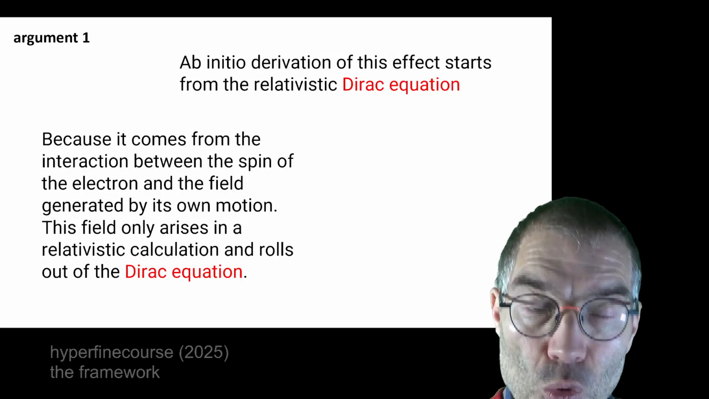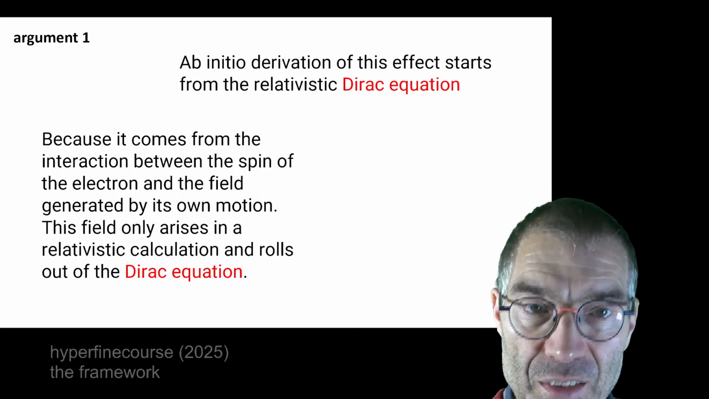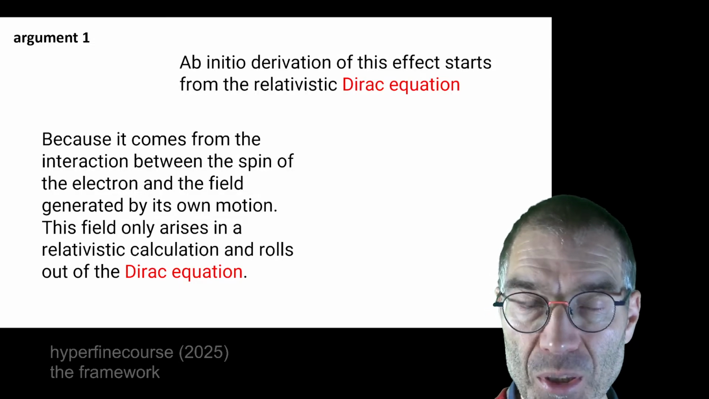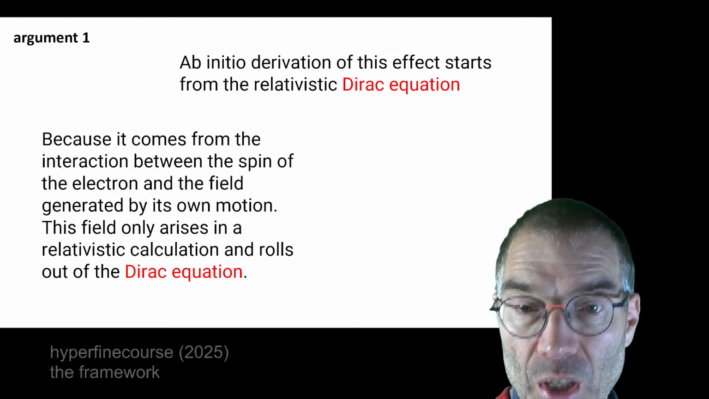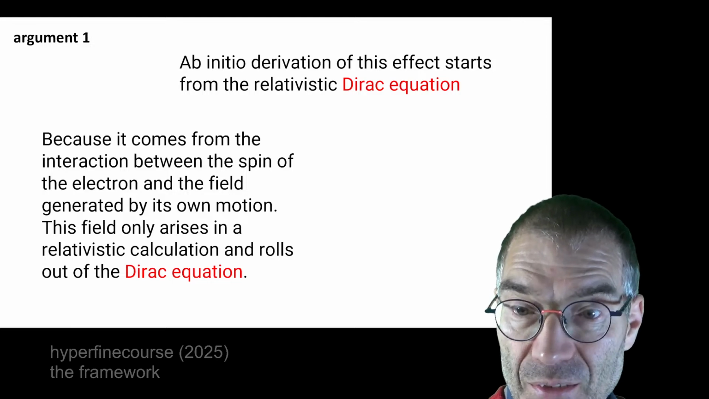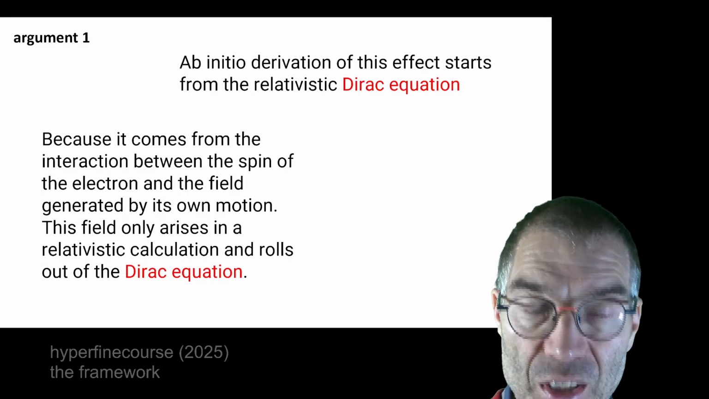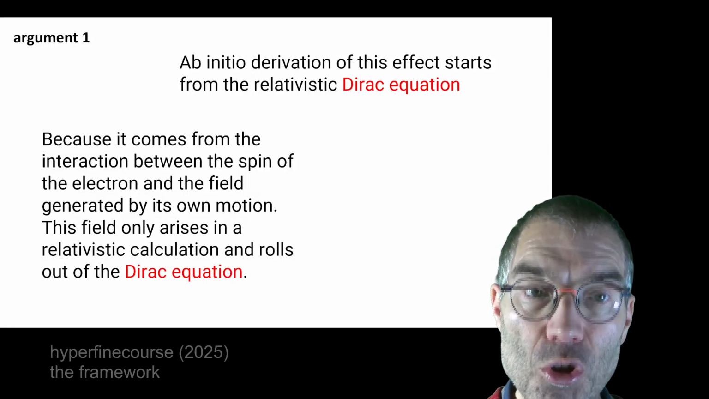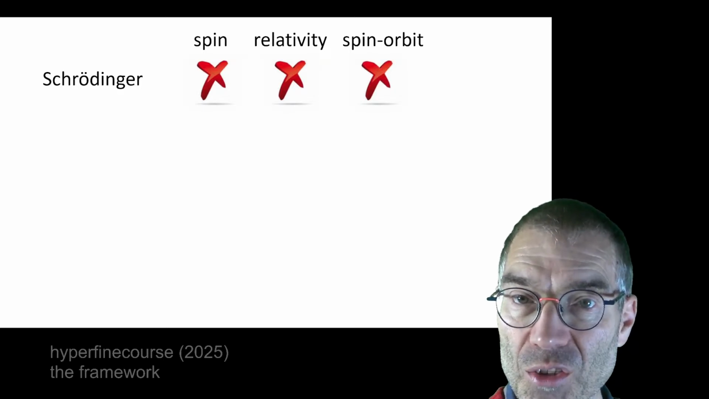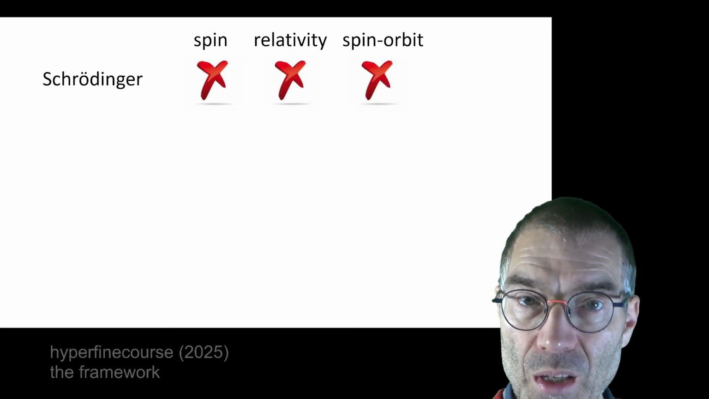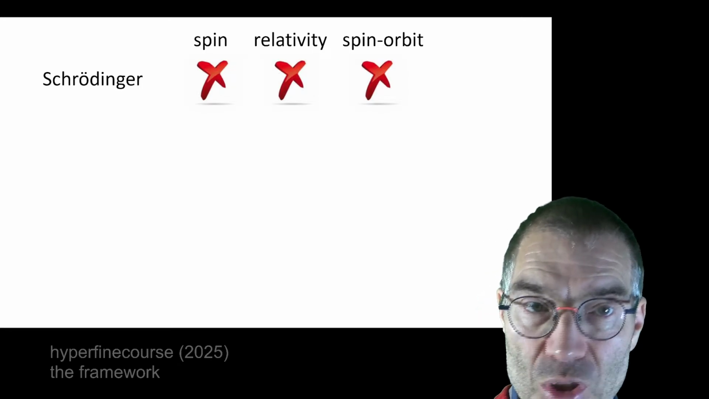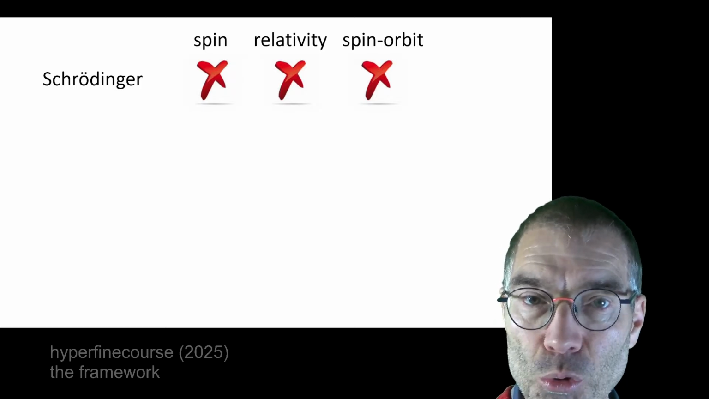There are actually two arguments that you can use to justify that spin-orbit coupling is a relativistic effect. The first argument is that spin-orbit coupling is very much related to the spin of the electrons, and spin comes naturally from the Dirac equation. The Schrödinger equation does not have spin. It doesn't know about relativity, and therefore spin-orbit interaction is not present there at all.